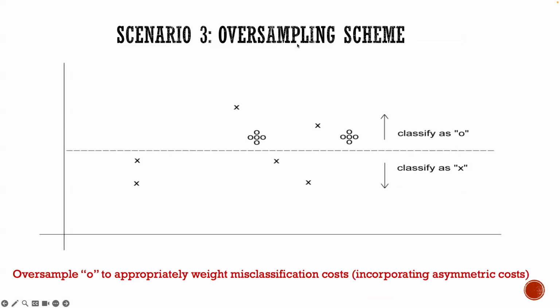And this is the oversampling scheme where, because these O's are important but rare, we oversample these O's to appropriately weight misclassification costs. So we have more of them, and then we classify O's and X's. That way we again are classifying it like this. So these are the ways by which we could work on classification, making sure that we are sampling correctly and that the costs are correctly handled.